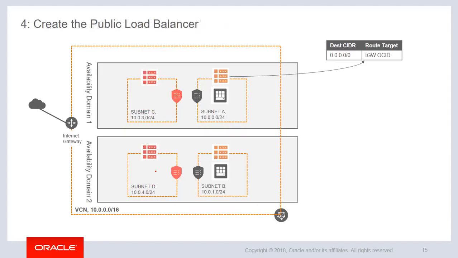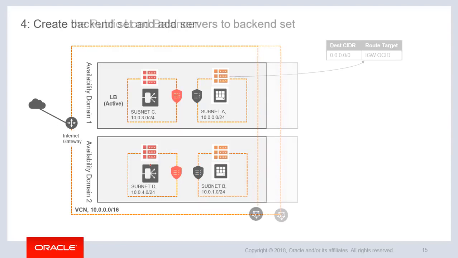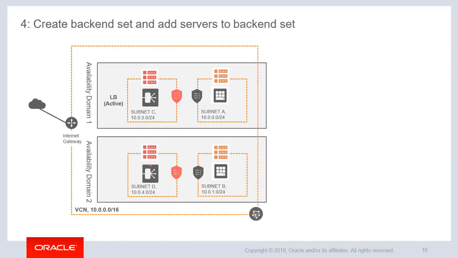In step 4, we actually create the public load balancer. As we said, the primary load balancer goes here. The service creates the failover load balancer, so I don't have to do that, but I need a subnet for this to work. Now in step 4 or 5, I create the backend set and add servers to the backend set. I already have the backend servers running, right? So this is my backend server 1, this is my backend server 2.